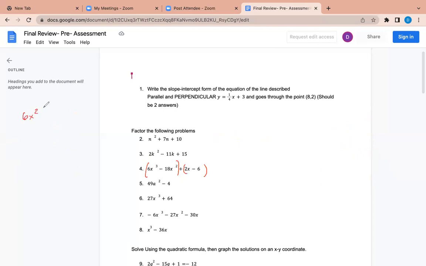6x squared, and what's left inside is x minus 3. And then I'm going to factor out the 2, and what's left inside is x minus 3. So you put these two together because these two are the same. So it'll be 6x squared plus 2, and then x minus 3. And again, whenever we factor, you may want to multiply, FOIL it out, and it should equal this, just to double check.